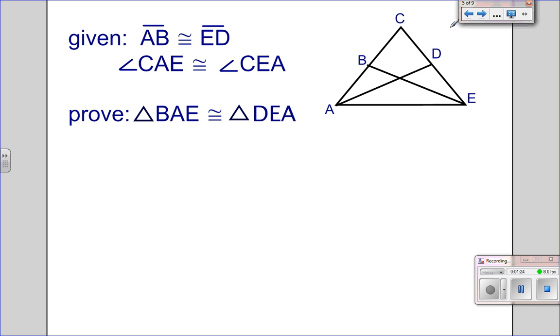So let's practice a couple proofs with overlapping triangles. If you want to try these out before I do them, pause the video and try them and check it. That's always a good idea. But I'm just going to kind of go through these.